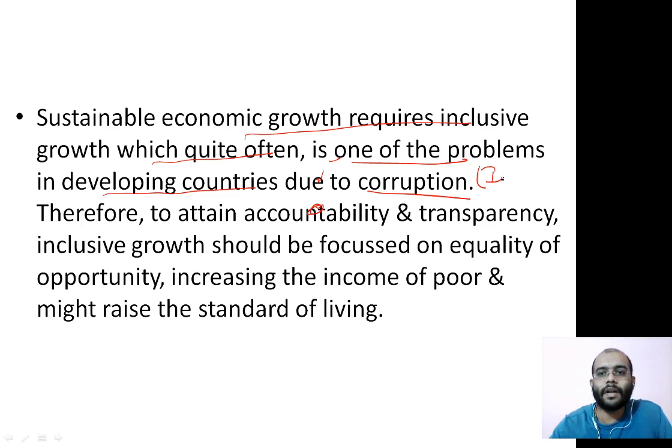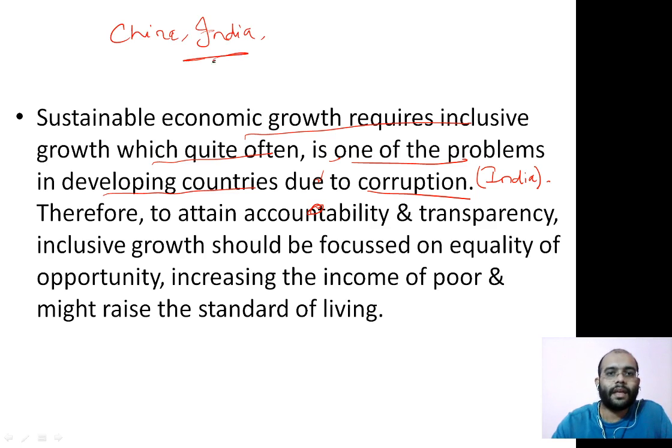And the best example of this is India. India at present is a developing nation along with China. The two fast emerging developing nations are China and India. Right? The two powerhouses of Asia, you can also say. And one of the major problems in these developing countries is heavy corruption. In India, we know to what extent corruption has its roots in our society.